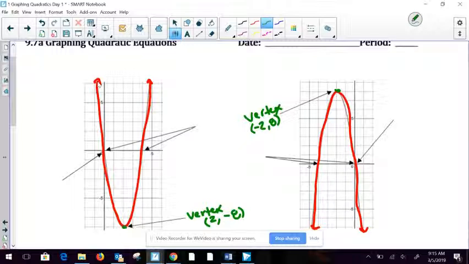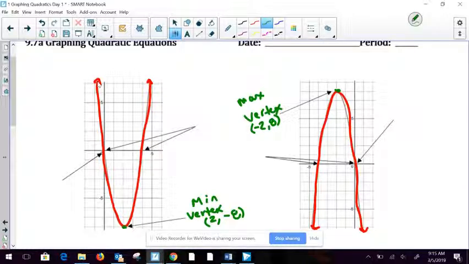Now these guys are pretty special. When you have a smiley face graph, the vertex is what we consider the minimum point. What that means is it's the smallest y value that your graph will ever reach. Likewise, when you have a frown graph on the right, that vertex is considered the maximum point. So that's the highest y value that your graph will ever get to.